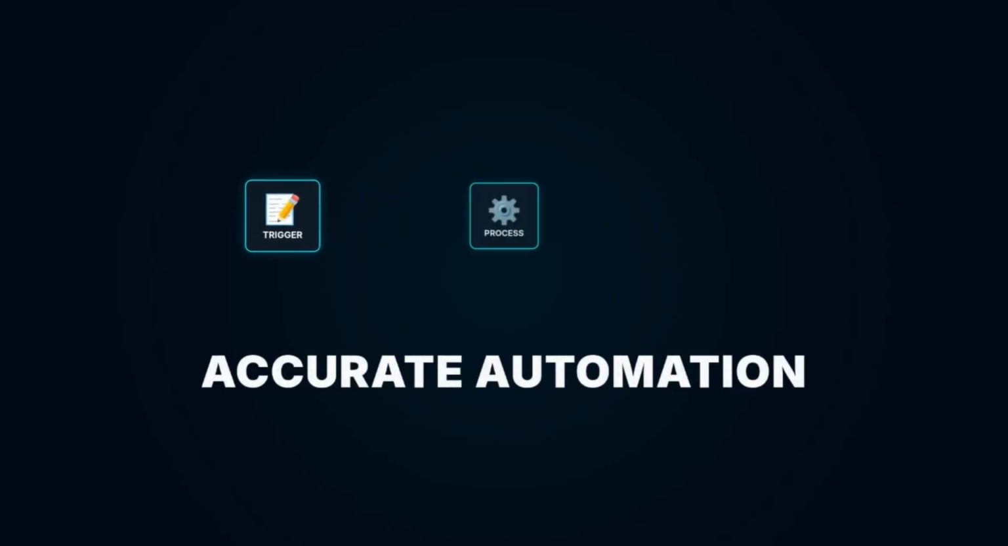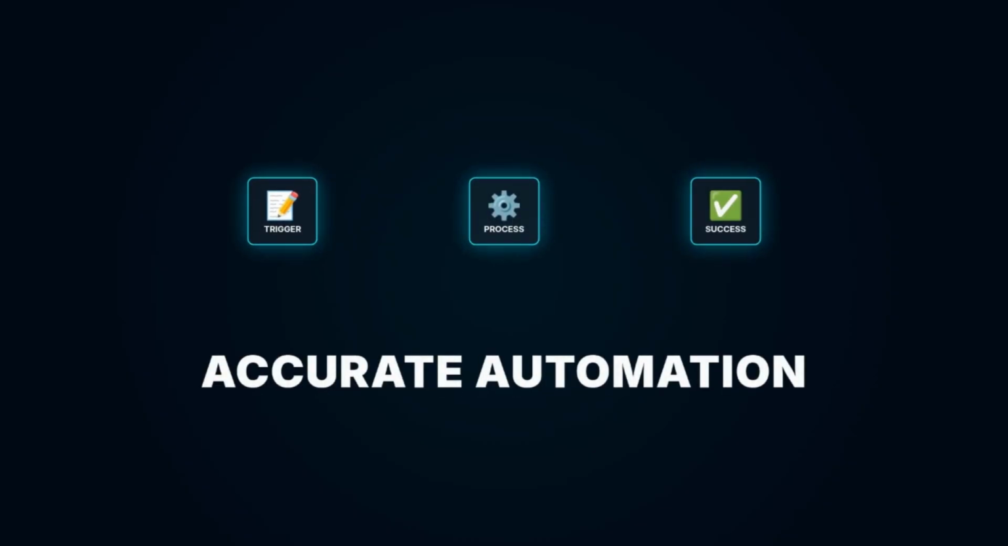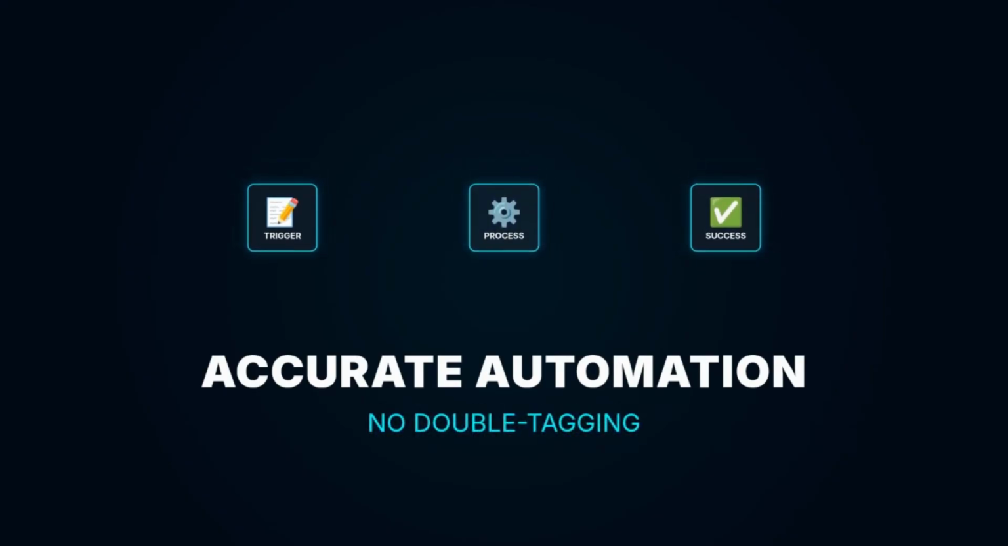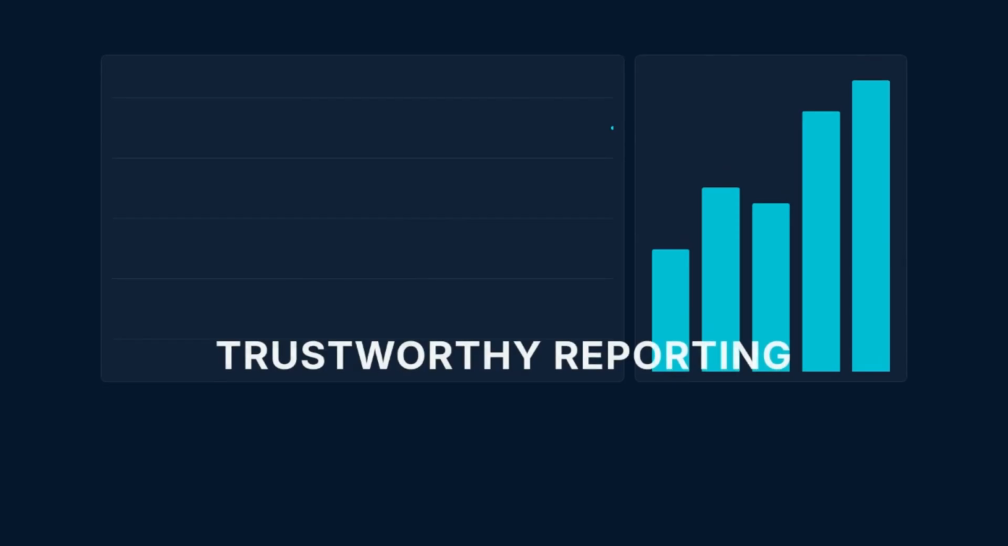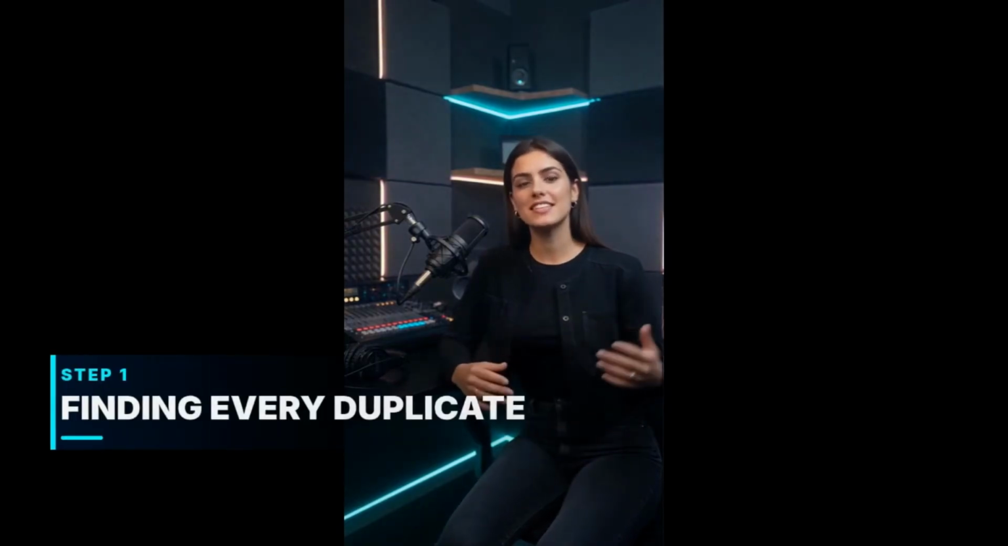Your automations become 100% more accurate. You'll no longer worry about double tagging leads or sending duplicate SMS messages that annoy your prospects and damage your sender reputation. Your reporting becomes trustworthy again. You'll finally have a crystal clear view of your actual lead count and true ROI without the inflation and noise of duplicate ghost records. So let's dive into step number 1.